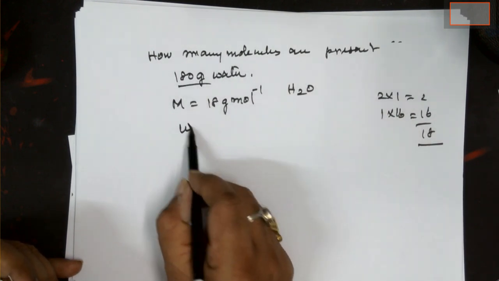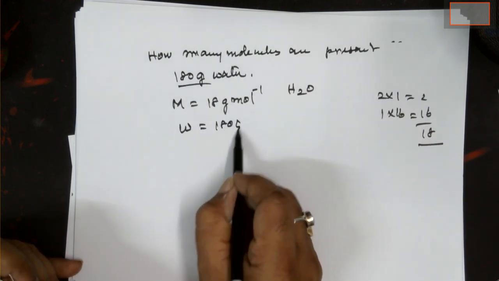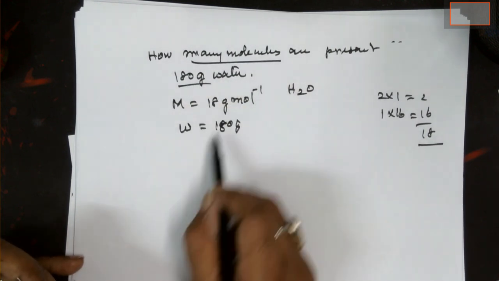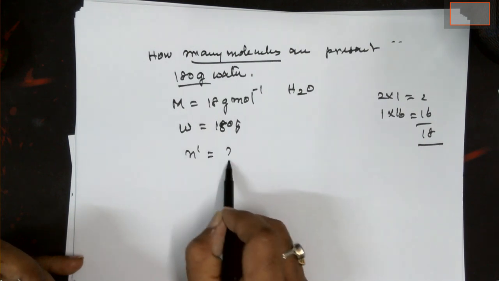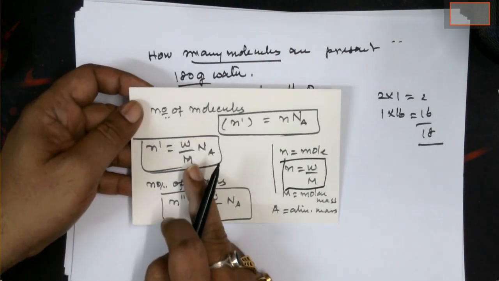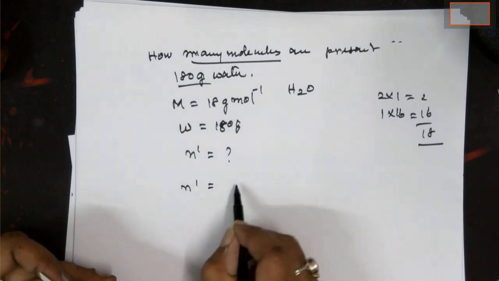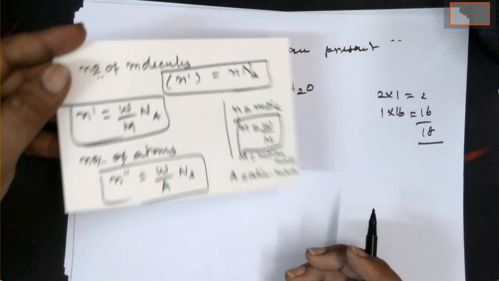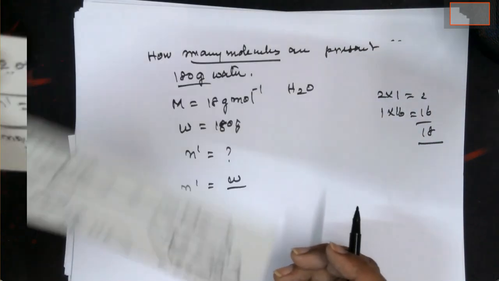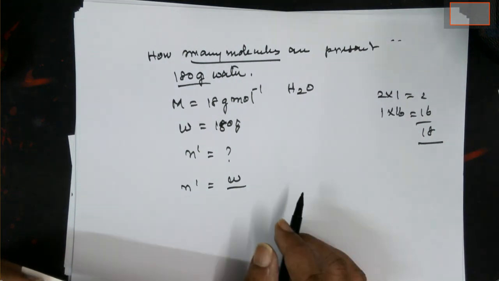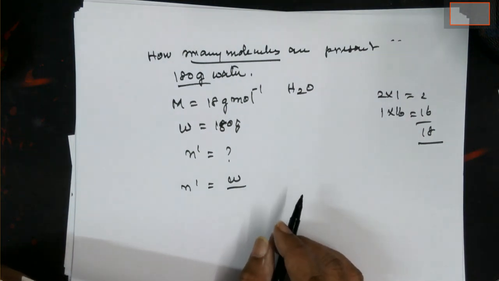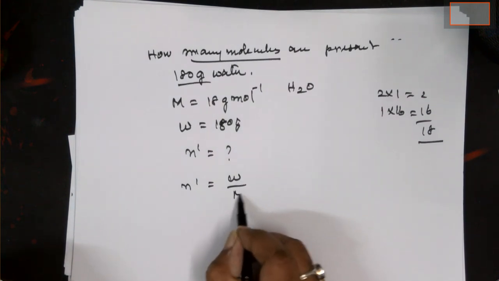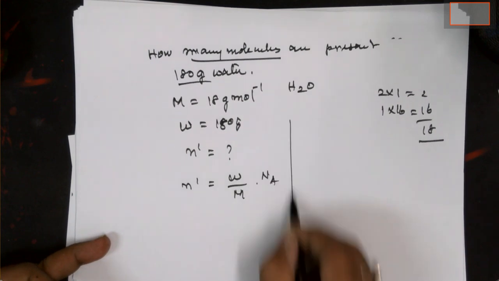180 gram, so that is the weight. Now what are you supposed to find out? You have to find out n dash, the number of molecules. So we can straight away apply this formula. You must always hold such a flashcard so that we can make use of it as a ready reckoner. So you have to note down this formula in the flashcard. Now n dash is equal to W by m into Na, Avogadro's number, is it not?